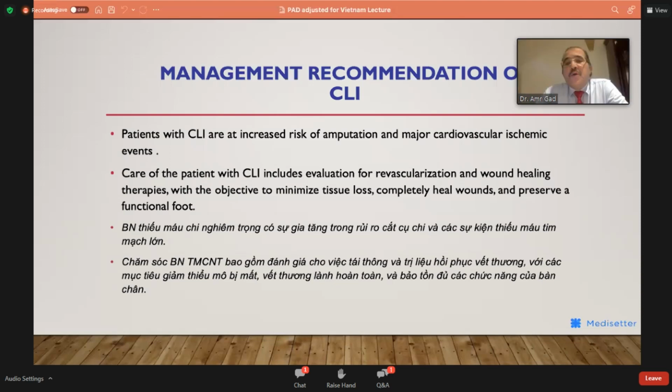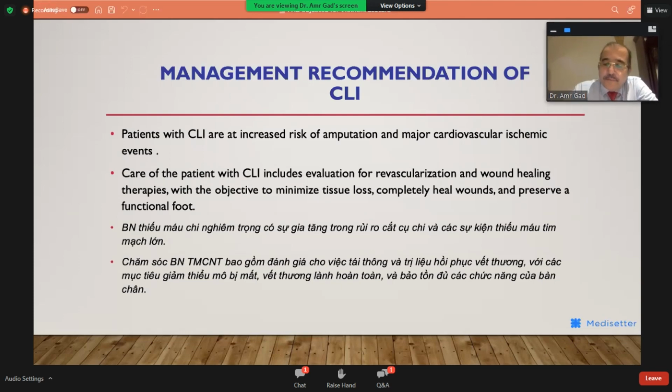As I said, because critical limb ischemia will end up with amputation, we have to interfere aggressively.